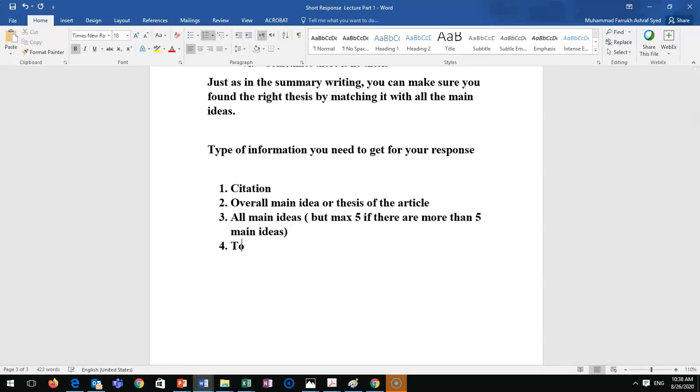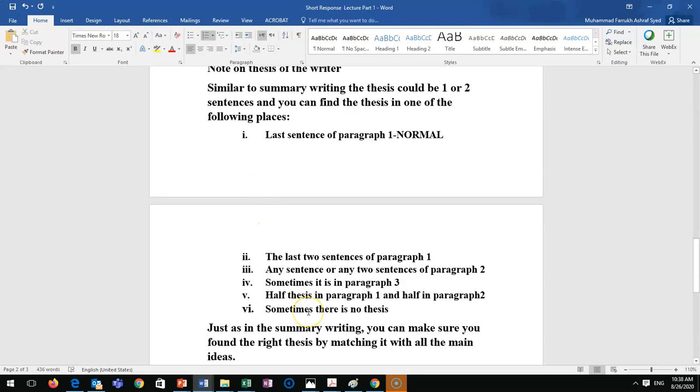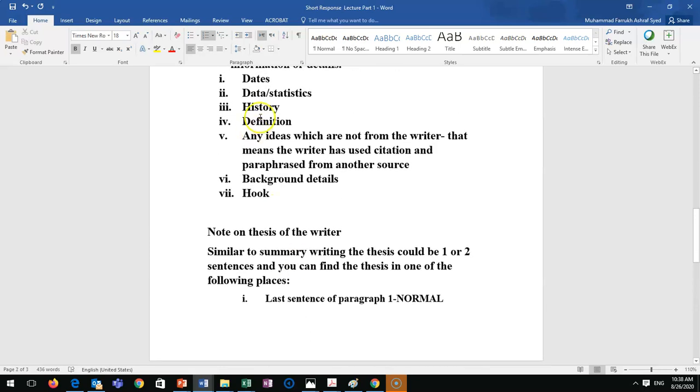Number 4, 2 ideas, any 2 ideas from the article you would like to agree or disagree with. Okay, but remember, these 2 ideas cannot be from this list. They are all out, same as summary writing. You won't be able to write anything about them. You cannot agree or disagree with any of these 7 things. They are not logical arguments or a good example or subpoint.